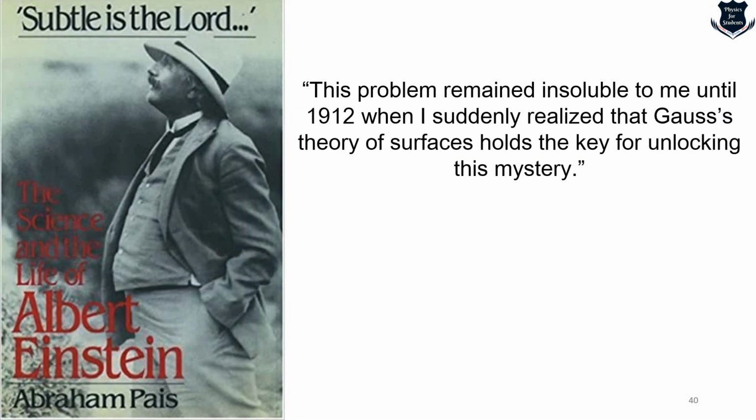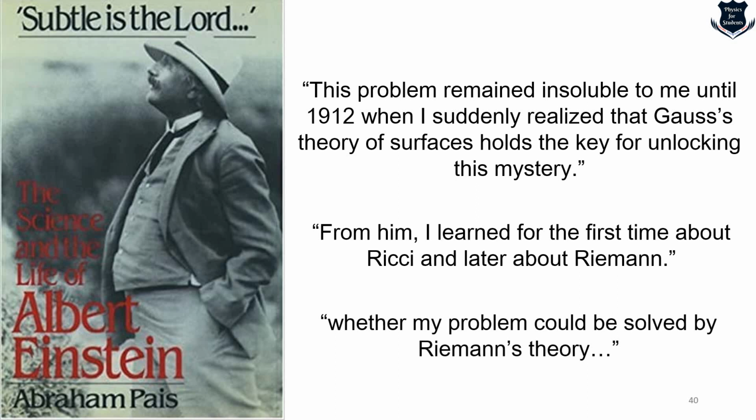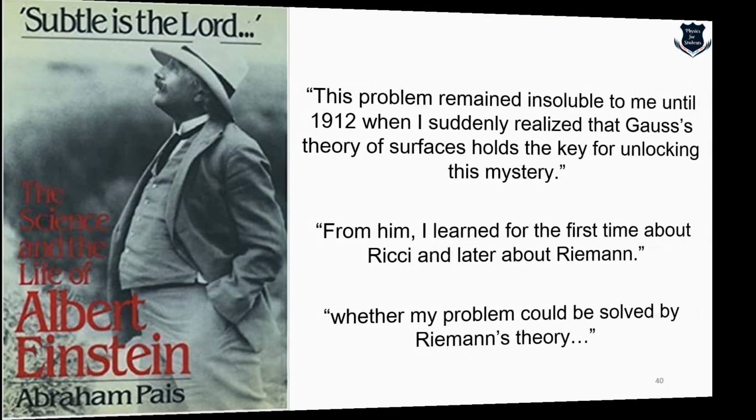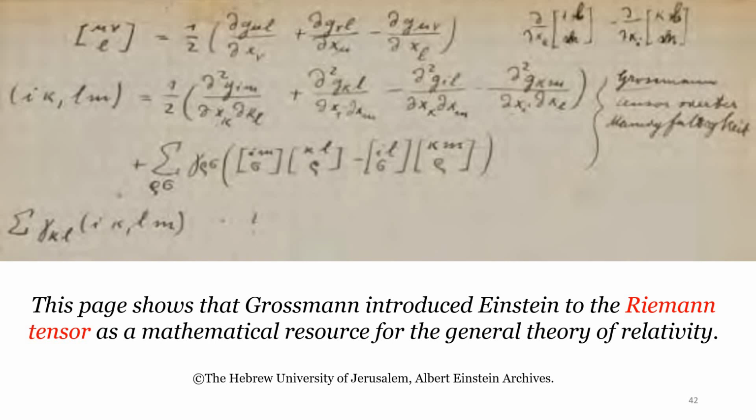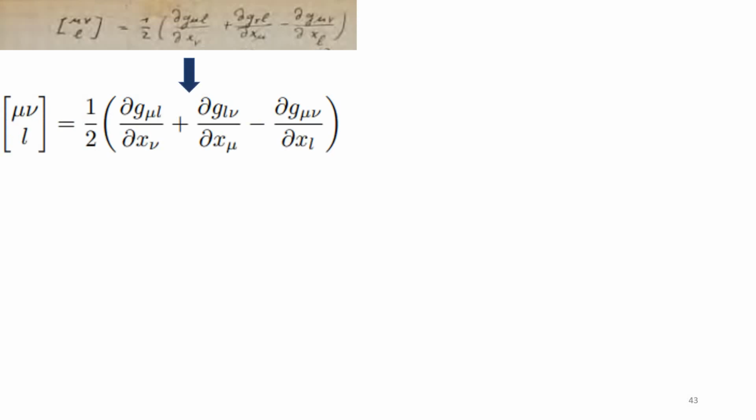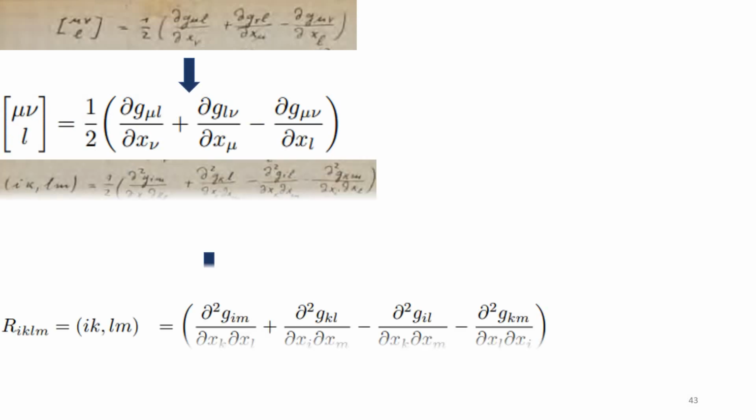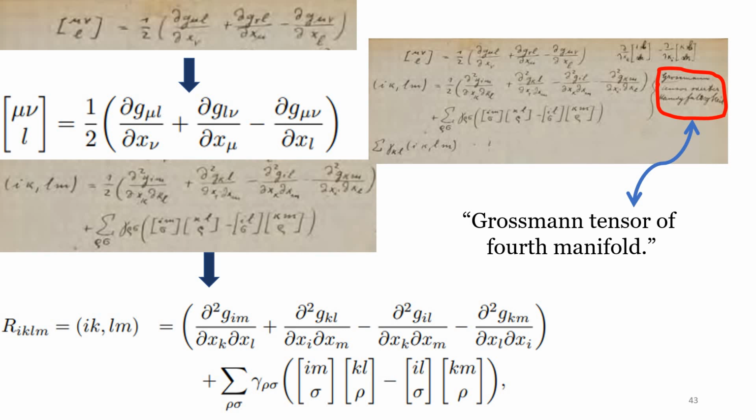So here you see some of the lines from Subtle is the Lord. This problem remains insoluble to me until 1912, when I suddenly realized that Gauss's theory of surfaces holds the key. And from him, that means from Grossman, he learned about Ricci, Riemann and so on. And this is the manuscript taken from the Zurich notebook, and you can see on the left hand side the signature of Grossman. This page actually shows how Grossman introduced the Riemannian tensor in the general theory of relativity. And I have just written it in the partial differential form because you won't be able to read that part. And this part actually shows Grossman's tensor of the fourth manifold.